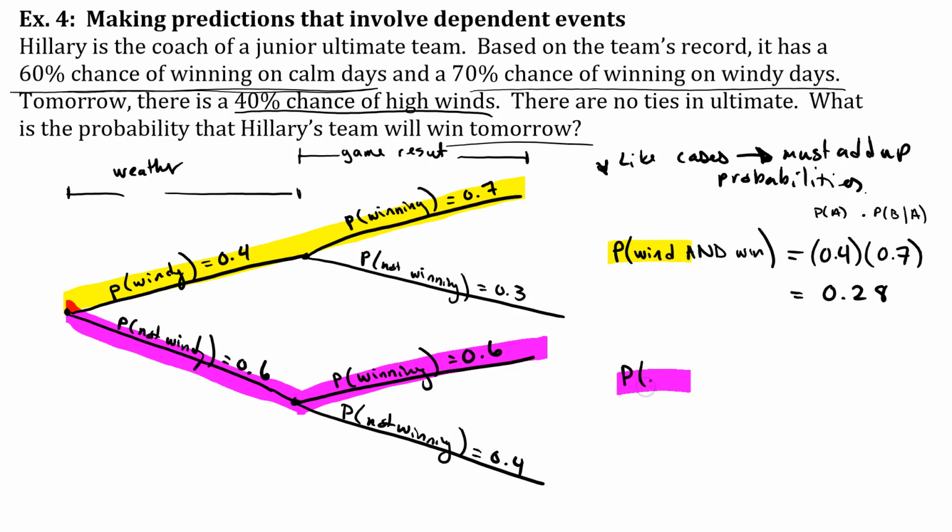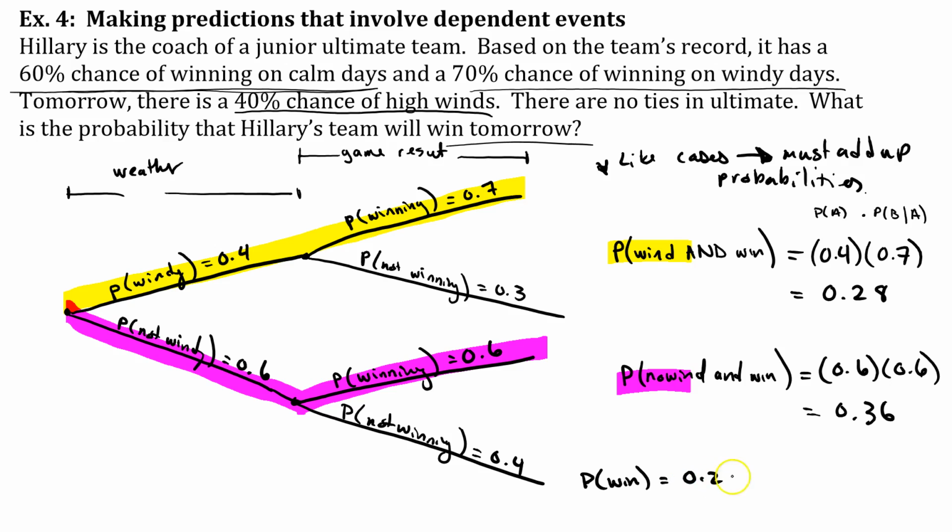The probability of no wind and win, which is our pink leg of the journey, is going to be 0.6 times 0.6, which is 0.36. So the total probability of a win would be 0.28 plus 0.36, which is 0.64. Now again, this is terminating, so we can say or 64%, not needing to worry about those extra decimals because it stops right there.